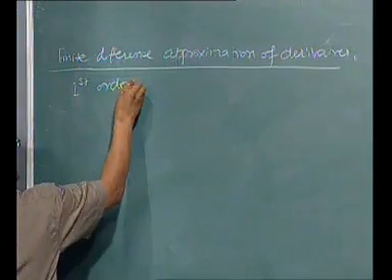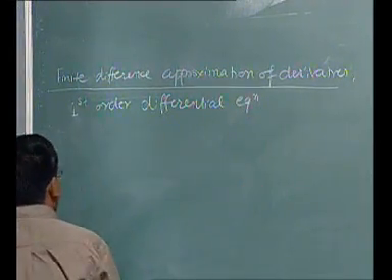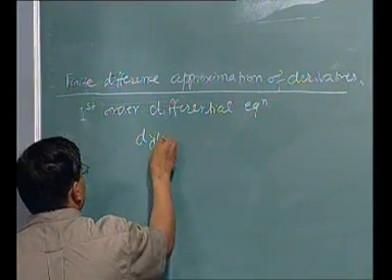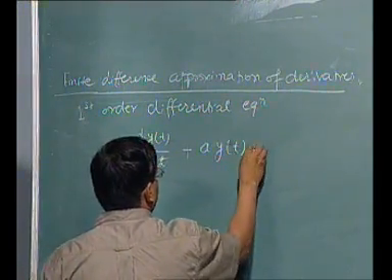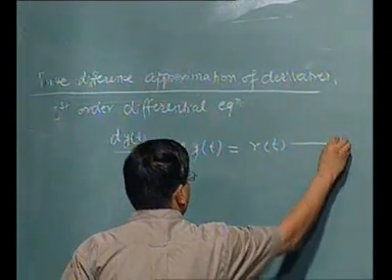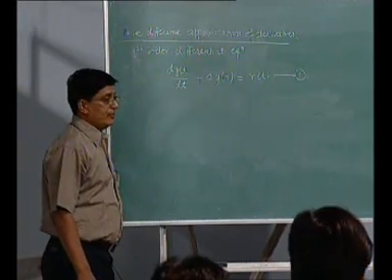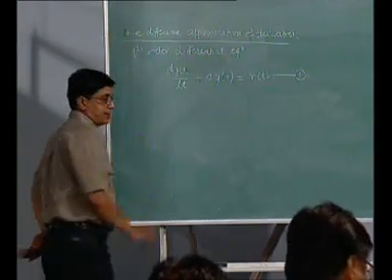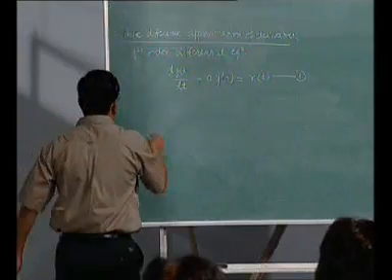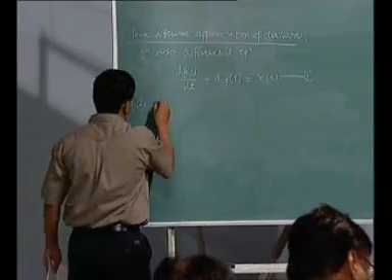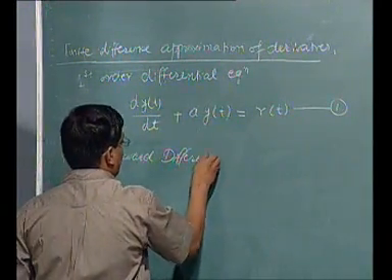First order differential equation: dy by dt plus a y(t) equals r(t). This is the first order differential equation. Now, in this category also there are two methods. One is the backward difference method, another is the forward difference method. So, let us discuss first the backward difference method.